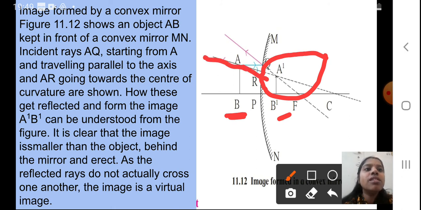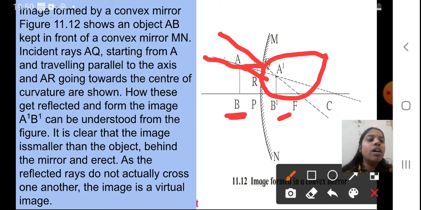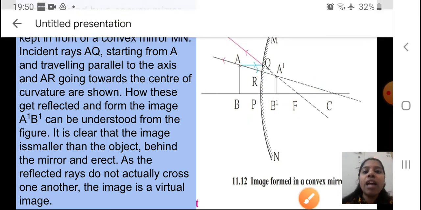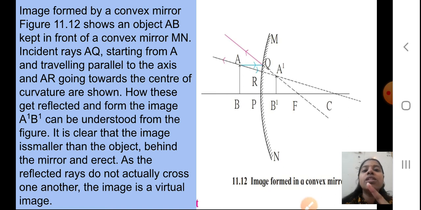And see how it is going, it is going outside, the incident ray AQ went outside there. And the next one, AR, which is passing through the C, that also you can see is going outwards, the pink color arrow is shown. So they are not actually meeting each other. We have tried to join them by the dotted lines. So the image is a virtual image. Students, when such things happen, when it is beyond the mirror, it is going to form a virtual image. Now here the image is smaller in size than the object.